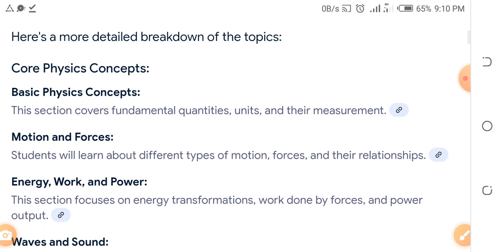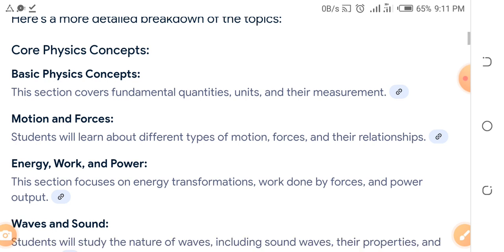The number one area is basic physics concepts. Remember, each of them has their own calculations. So read them up, go to your physics textbook this night or today. Read them up, do your final revision as you enter the WAEC hall. So read up fundamental quantities, units, and their measurements. This is part of your SS1 work.